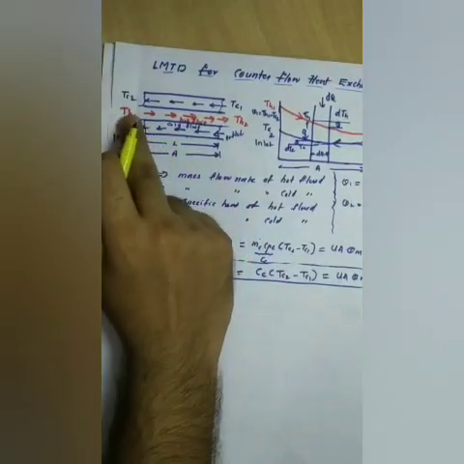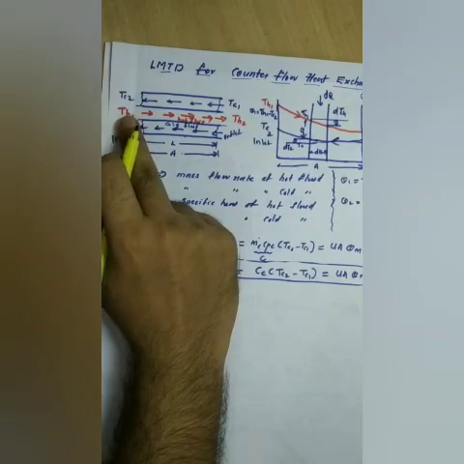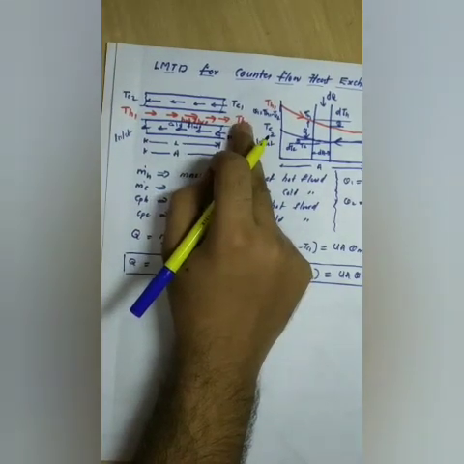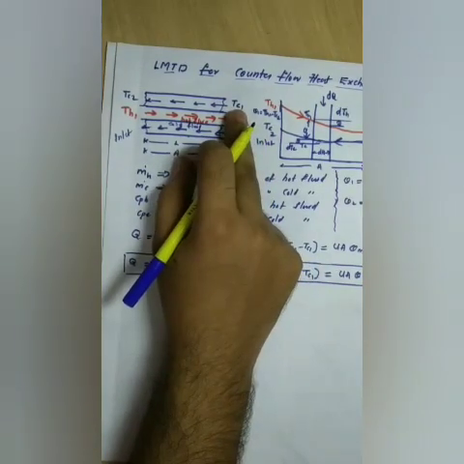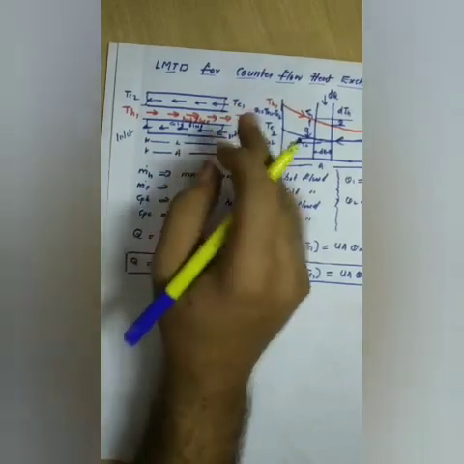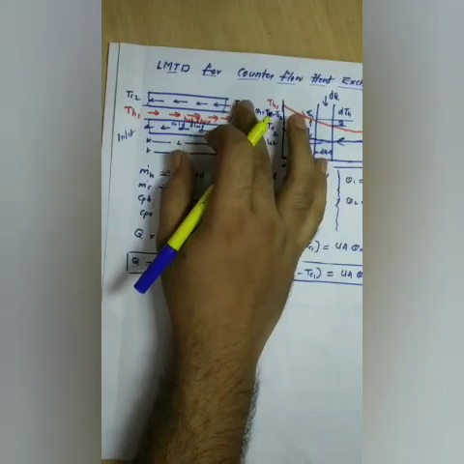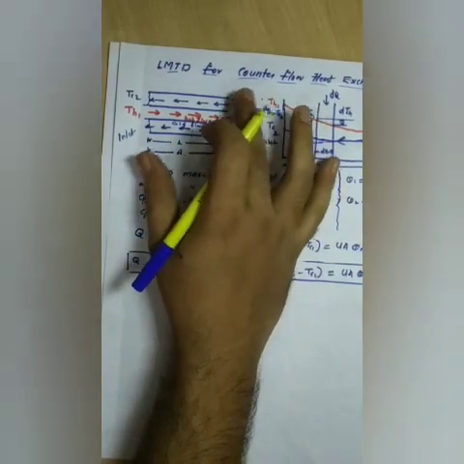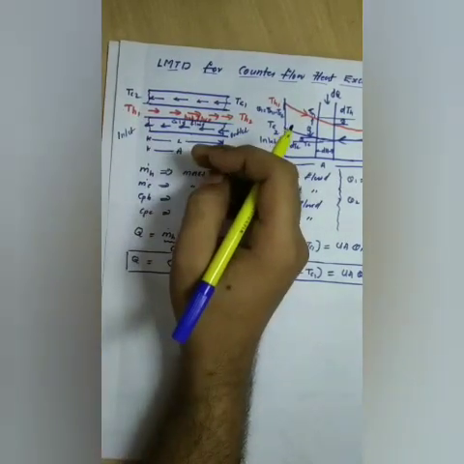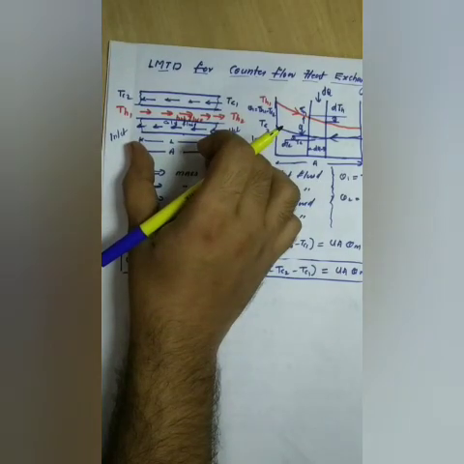Here you can see the hot fluid is flowing from inlet to outlet. The entry temperature of hot fluid is TH1 and the outlet temperature of hot fluid is TH2. Whereas the cold fluid is entering from the outlet, so it will be in the opposite direction. The entry condition for cold fluid is TC1, and here the temperature is TC2. The length of the heat exchanger is L and the area of the heat exchanger is A.